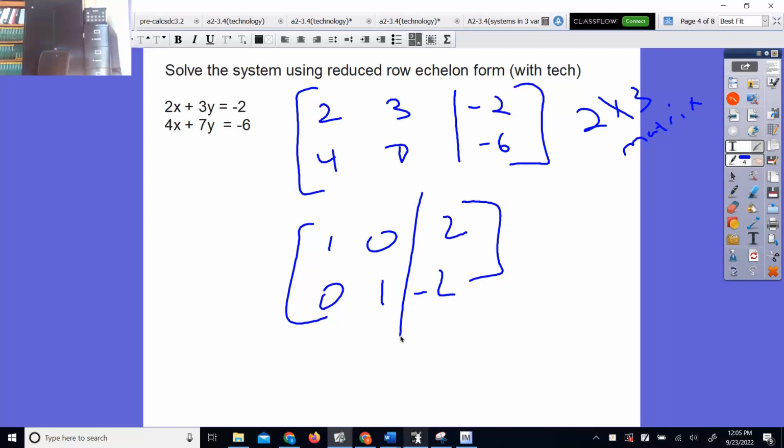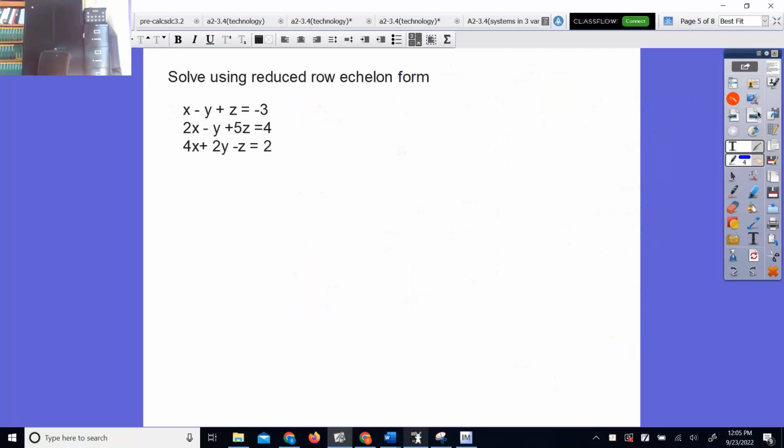What's the top row say? 1 equals 2. What's the second row say? 1 equals 9. Ordered pair is how you answer these things anyways. What's your ordered pair? Honestly, on a little system like that, it's probably quicker to do by hand. This is for me. May not be for you. But for a 3x3 or system of 3 equations, calculator's probably quicker.